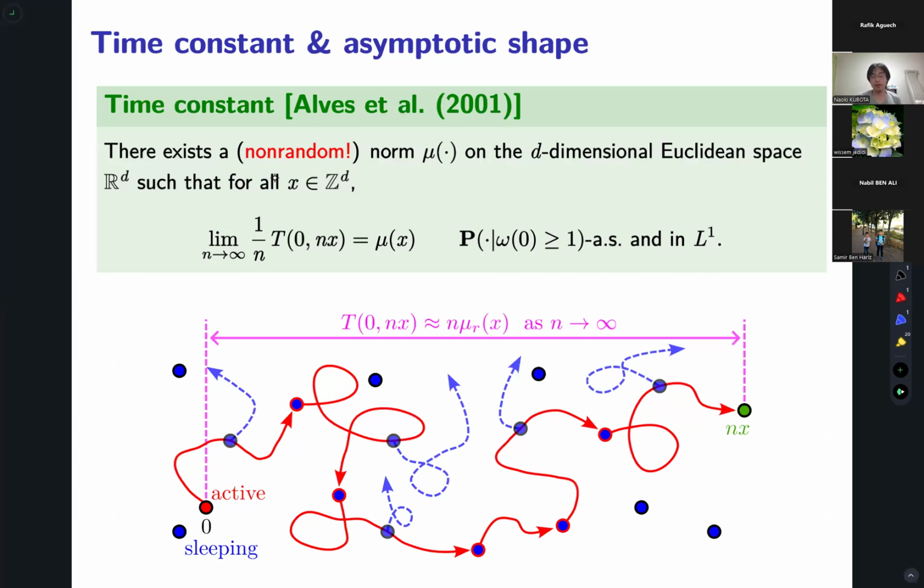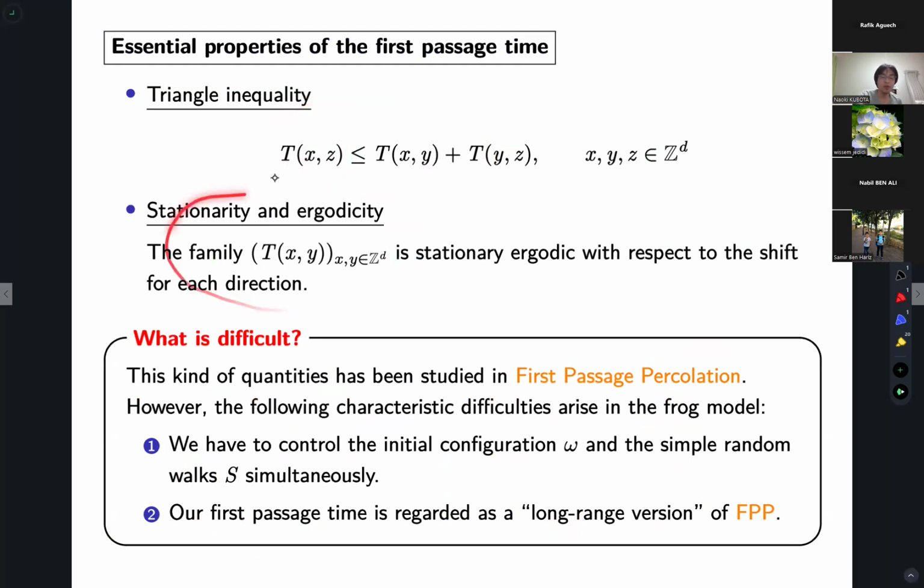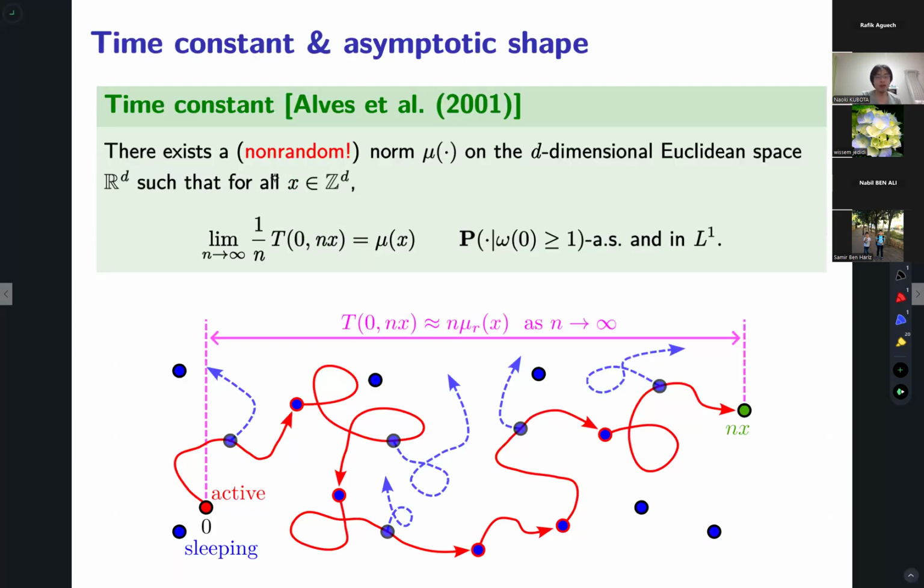Okay, so by using these essential properties, Alves et al. proved the following asymptotic behavior of the first passage time. There exists a non-random norm mu on RD such that for x, the first passage time from zero, the origin, to the site nx divided by n converges to this norm mu x almost surely and in L1.